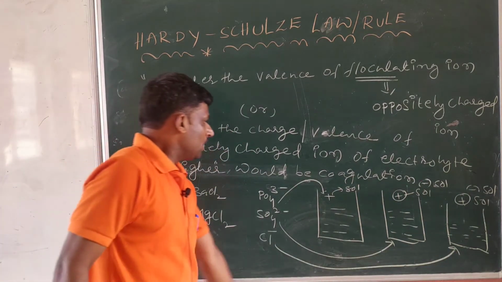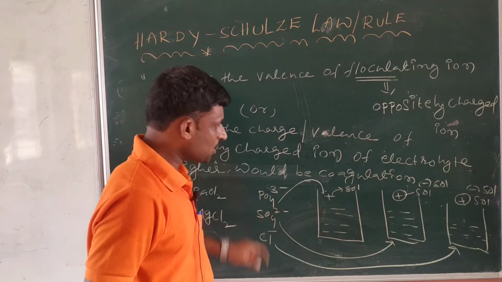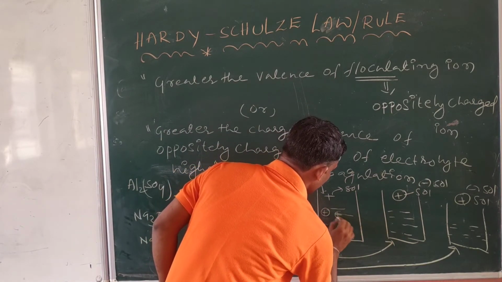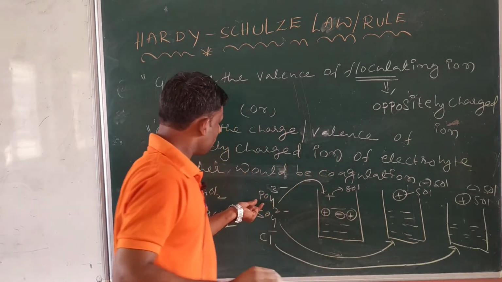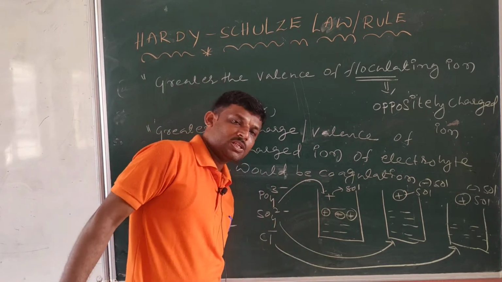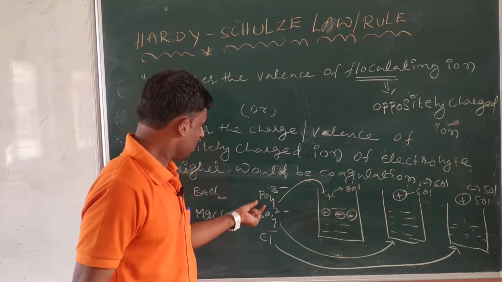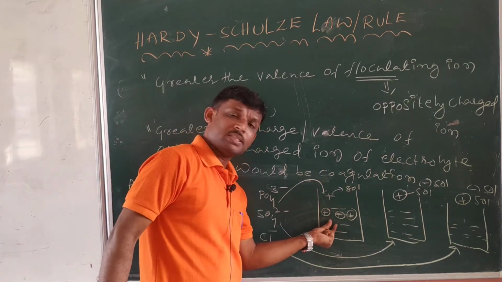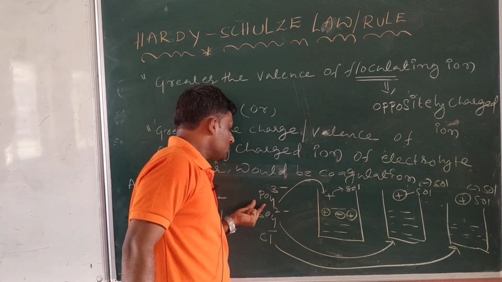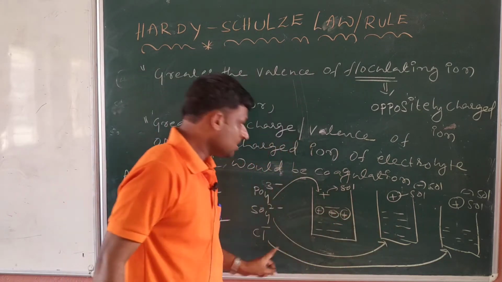Then in which case does coagulation take place very fast? In the case of adding the phosphate. Why? Because here positive charges are there. When I add sodium phosphate, it dissociates into Na+ as well as PO4 3 minus. One phosphate ion can neutralize the three positive charges. So the higher the charge, the higher the coagulation. Next SO4 2 minus, after that Cl minus.